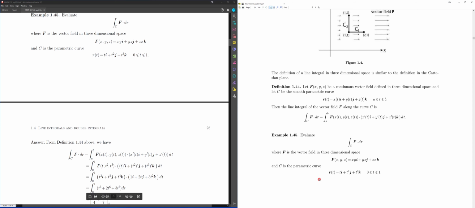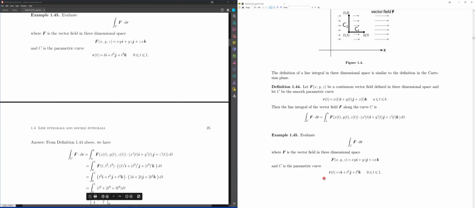What you're going to do in your vector field, first of all, is the x you're going to replace by the x of t, the y you're going to replace by the y of t, and the z you're going to replace by the z of t. So this x over here, you're going to replace by t. The y over here, you're going to replace by t squared. So when you do that, the x is going to be t, the y is going to be t squared, so you're going to get t times t squared, and t times t squared is t cubed, which is this over here.